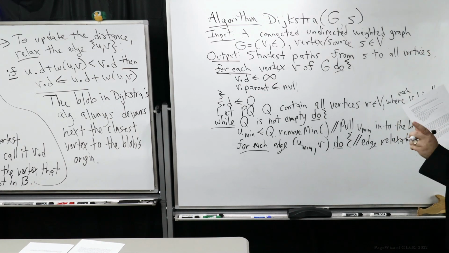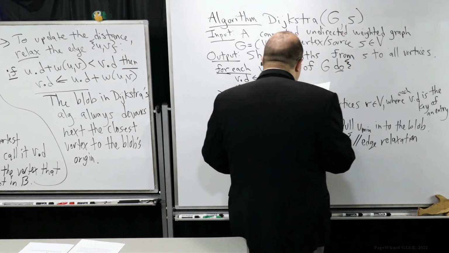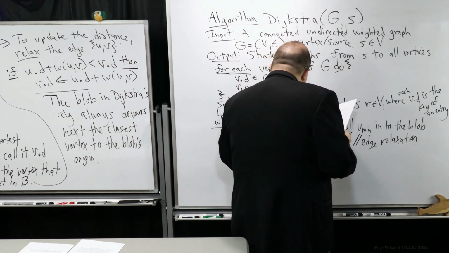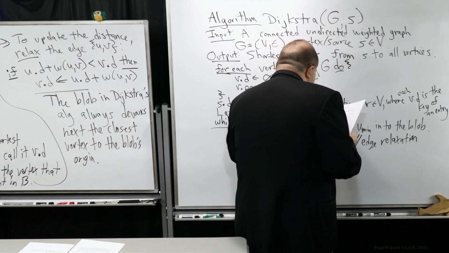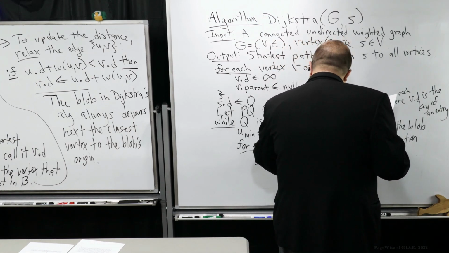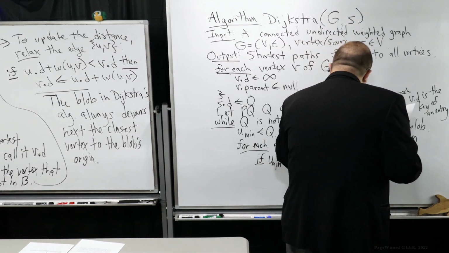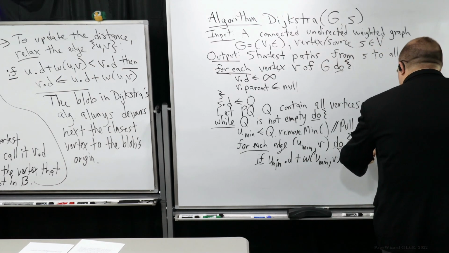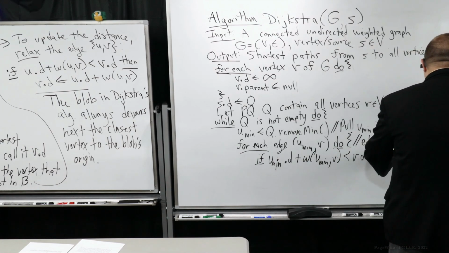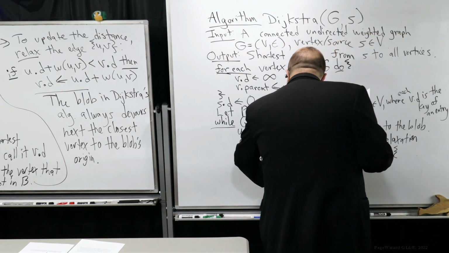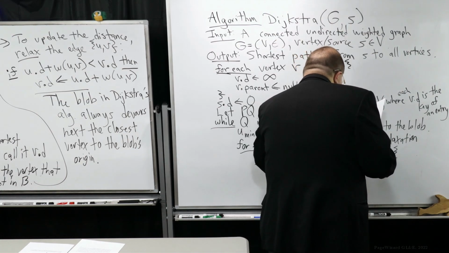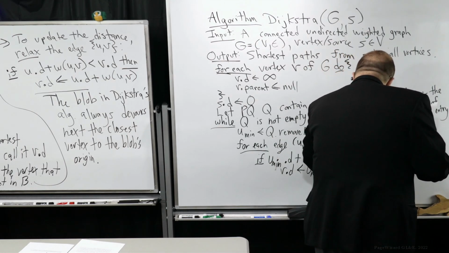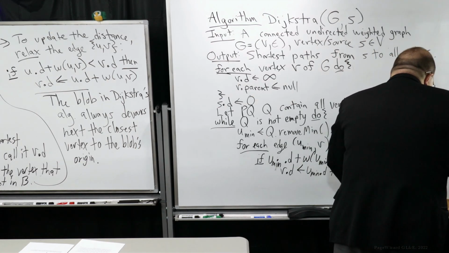Well, specifically, we're going to have to relax some edges potentially. So if U min dot D plus the weight of U min V is strictly less than V dot D, what am I supposed to do then? I relax the edge. Then I'm going to update V dot D to be U min dot D plus the weight of the edge to get to V from U min.